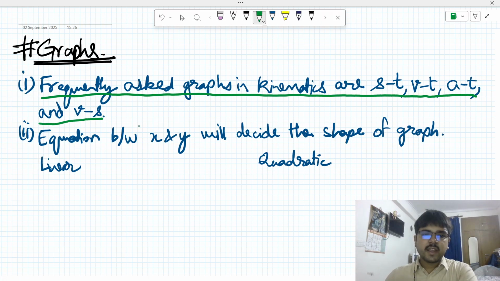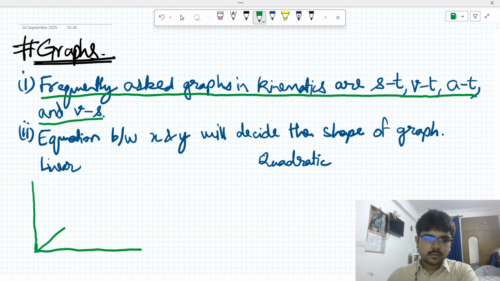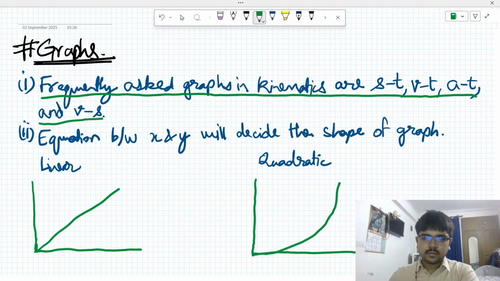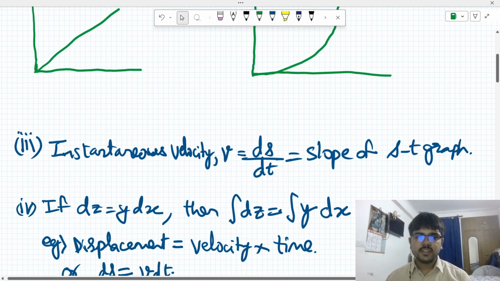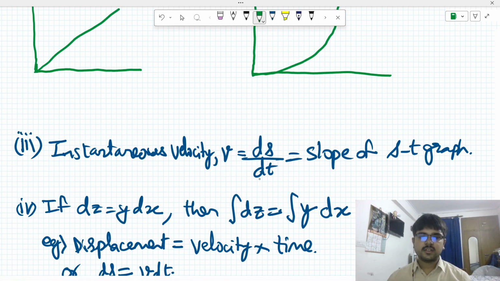Now, the equation between x and y will decide the shape of the graph. A linear graph will look like this. A quadratic graph will look like this. That is how the equation between x and y decides the shape of the graph. Now, instantaneous velocity v equals ds over dt, which is the slope of the displacement-time graph.